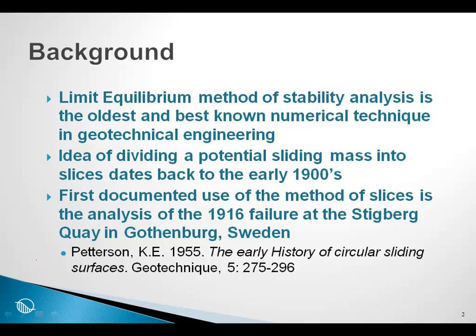The idea of dividing a potential sliding mass into slices dates back to the early 1900s. To my knowledge, the first documented use of the method of slices is the analysis of the 1916 failure at Stigberg Quay in Gothenburg, Sweden. The case history is published by Petterson in Géotechnique in 1955. The title of the article is The Early History of Circular Sliding Surfaces.